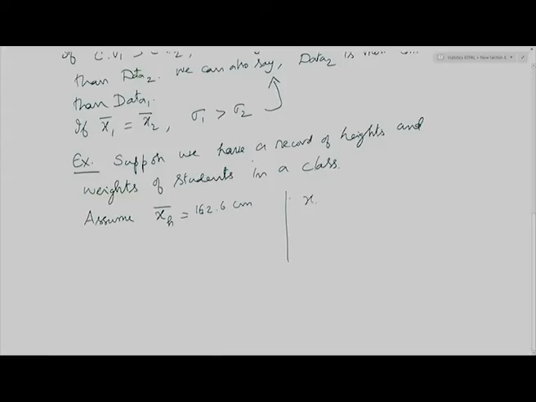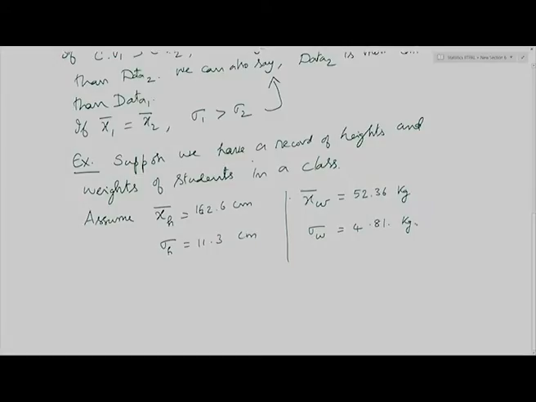Similarly, the mean weight is, let us say, 52.36 kg. Now we also assume that the standard deviation for the height is 11.3 centimeter, and for the weight we have the standard deviation, let us say sigma w, which is equal to 4.81 kg.